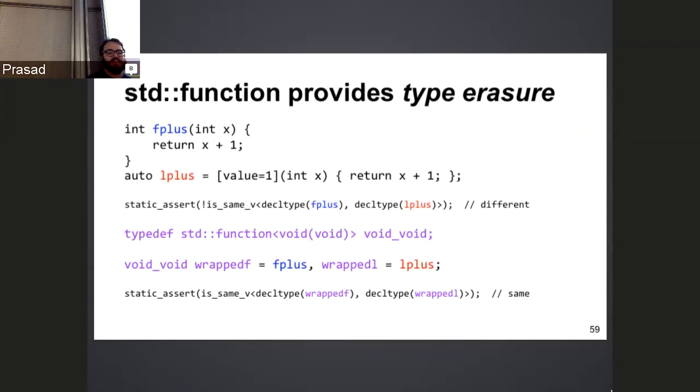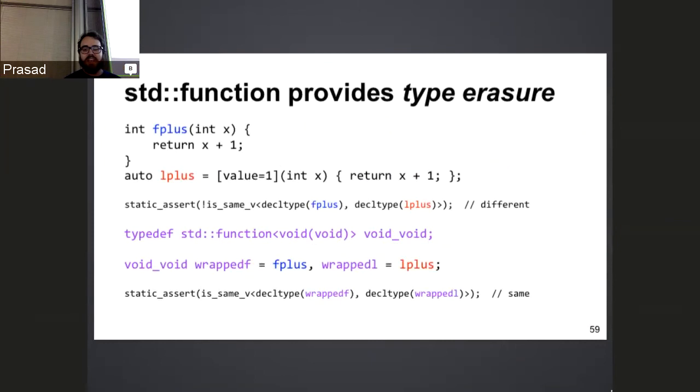And the lambda L plus, what is its type? It's going to be some unnamed class type. What is the type of f plus? It's going to be a function taking int and returning int. Those are not the same type. And they can't be because one of them has captured this thing named value and the other one hasn't. So they have different types. That's unfortunate because they behave the same way. They're both things that take an int and return an int.